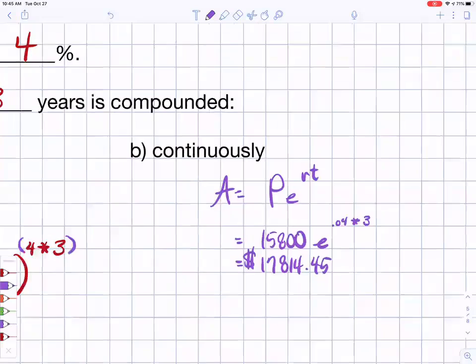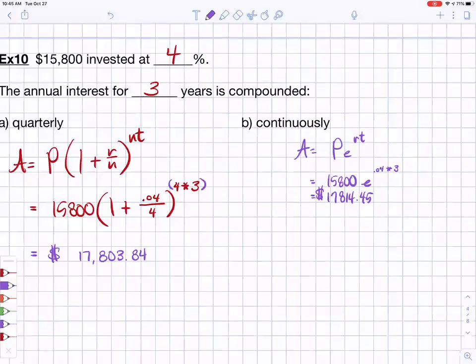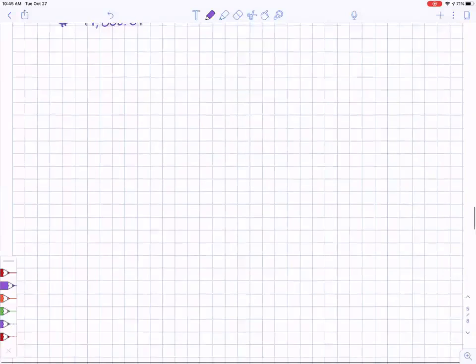Now, what's the difference between compounding continuously and compounding quarterly? $11-ish. You get more compounding continuously simply because they're taking that interest all the time. They're never stopping. Okay. Any questions on that?